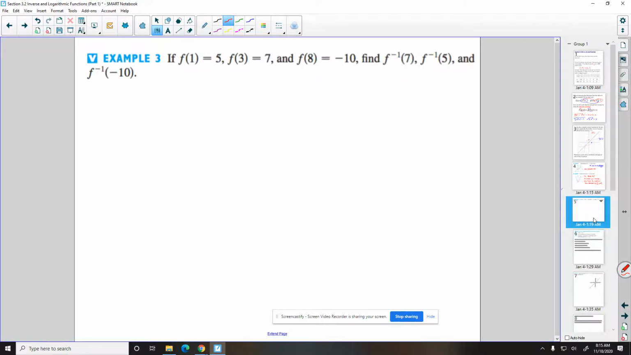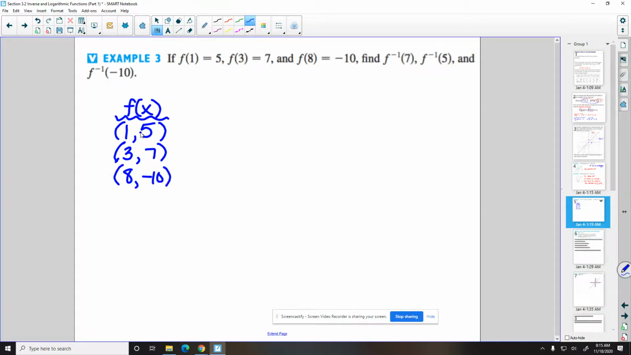Let's look at another example with inverse notation. So this is saying if f of 1 equals 5, if f of 3 equals 7, if f of 8 equals -10, find the inverse of f at 7, the inverse of f at 5, and the inverse of f at -10. Remember, inverse functions have companion points. So I'm going to write it a little bit differently. Instead of f of 1 equals 5, that means you would just have a point at (1, 5). And then f of 3 equals 7 means you just have a point at (3, 7). And then same thing with (8, -10).